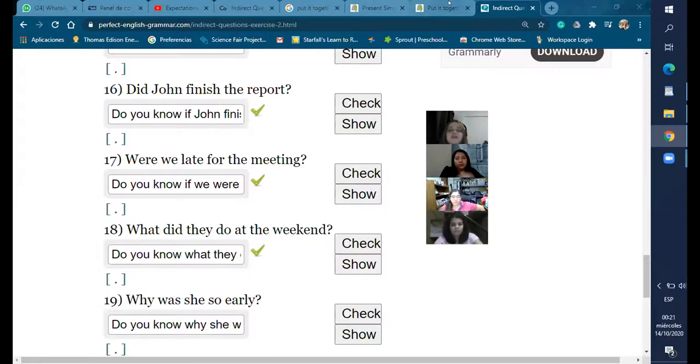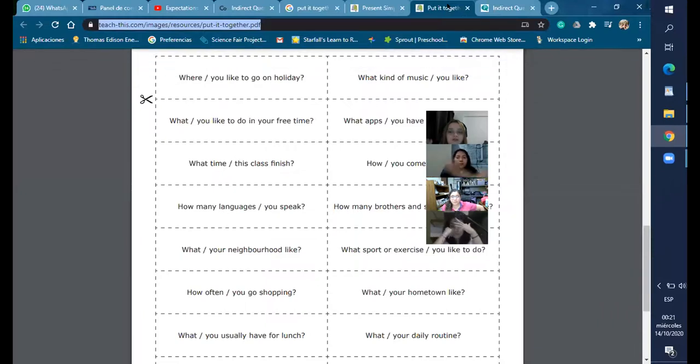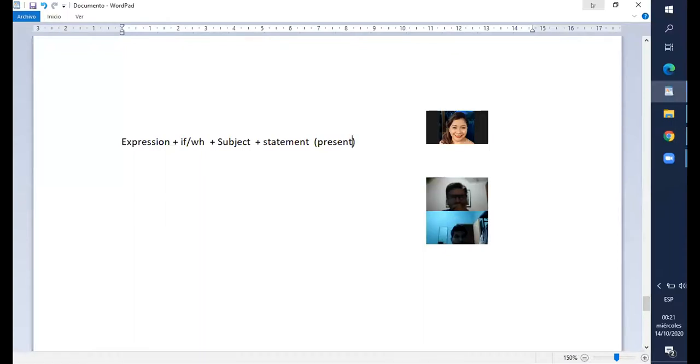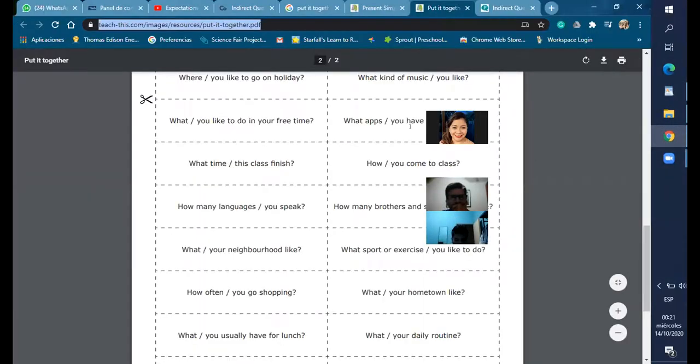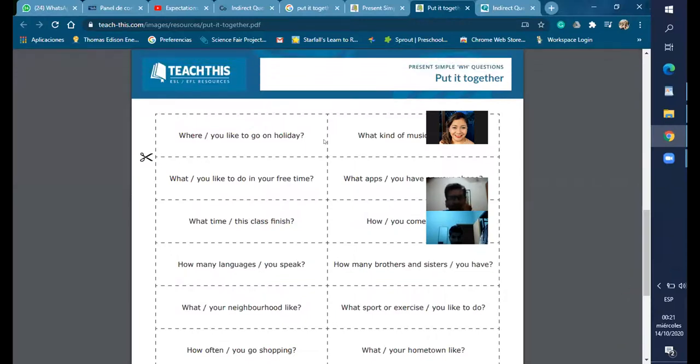So now what we're going to do right now is easier. This is simple present. It's basically the same structure here. And the statement this time is going to be in the present simple form. And I want you to practice speaking, okay? So look, guys, here's a question. Where do you like to go on holiday? I want you to discuss, okay? Don't only make the question, but also discuss, all right?